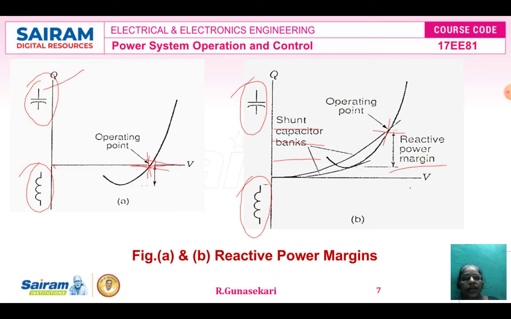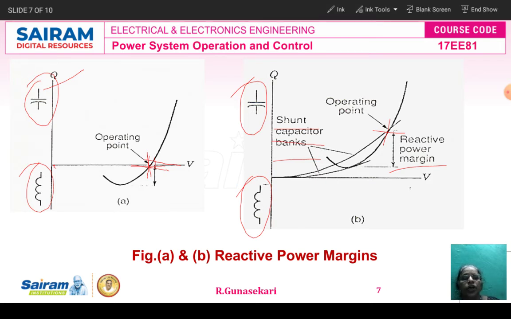Now you see the graph. This is the curve. You see this is the reactive power margin. This is the voltage, this is the reactive power. This is one curve, and for the second curve we are using the shunt capacitor bank, that is the power factor improvement device. This is the operating point.